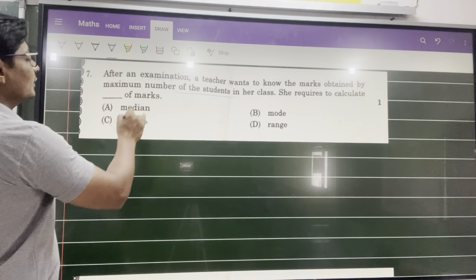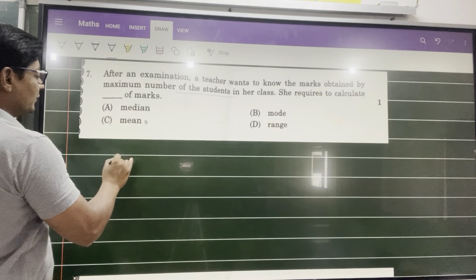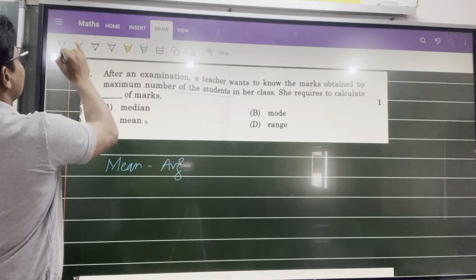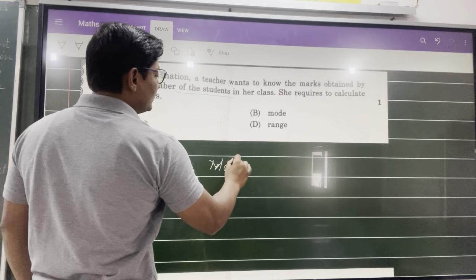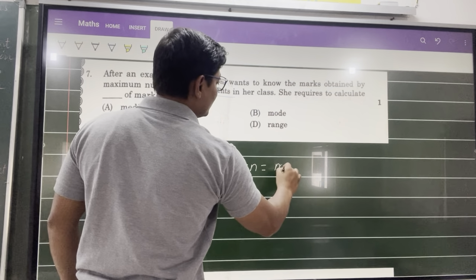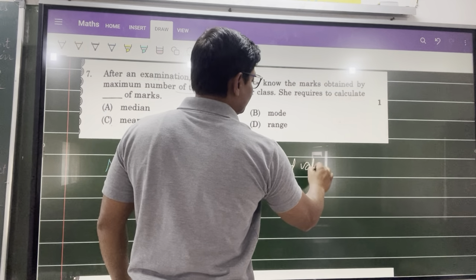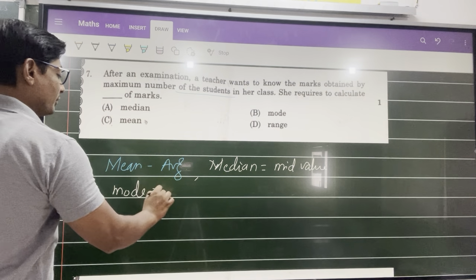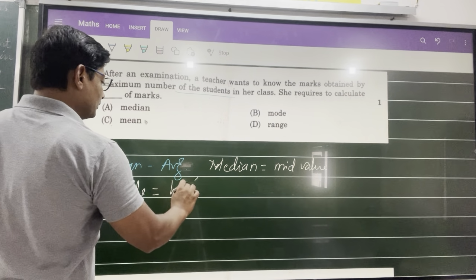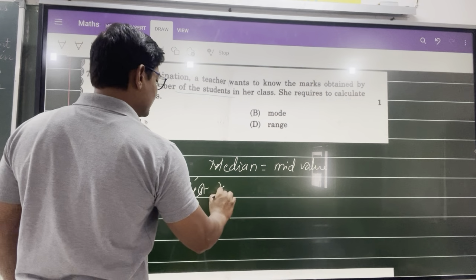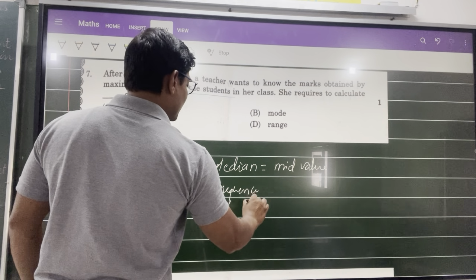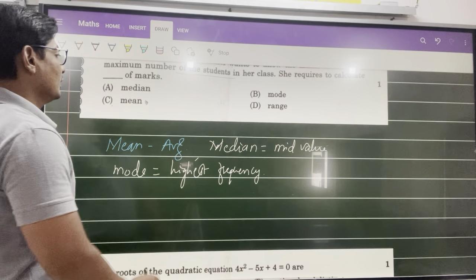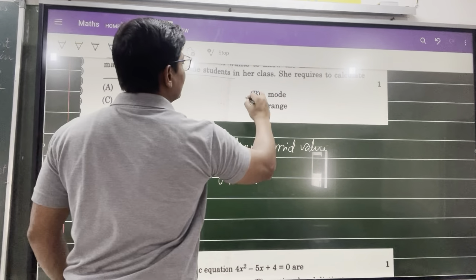Okay, because median, mean will be nothing but what does mean give? Mean gives the average value. So it just gives the average value. Then median gives the mid value. Median will give the mid value of the range. Now mode will give us here highest frequency, highest repetition of a particular data. So which is here in this case maximum marks. So therefore the correct option would be to use mode.